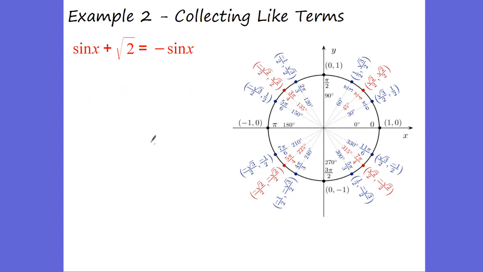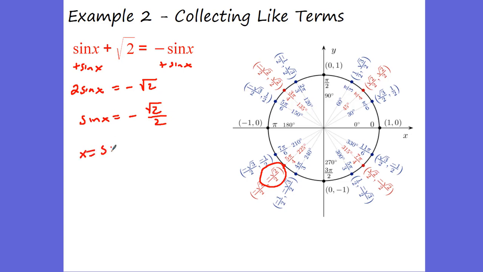So you can see how here we have sine of x plus root 2 equals negative sine of x. So we're going to add sine of x to both sides, which means we're left with 2 sine of x. We're going to subtract this root 2, moving the root 2 to the right side. Then we're going to divide by 2, so sine of x equals negative root 2 over 2. Now we can look on our unit circle. When is sine of x going to be negative root 2 over 2? Well, it could be right here at 5 pi over 4. It could also be right here at 7 pi over 4.